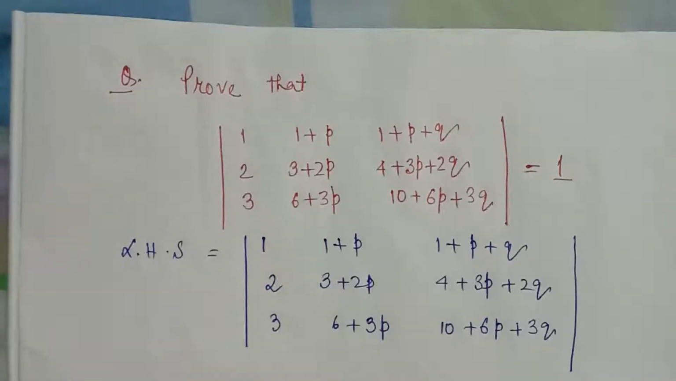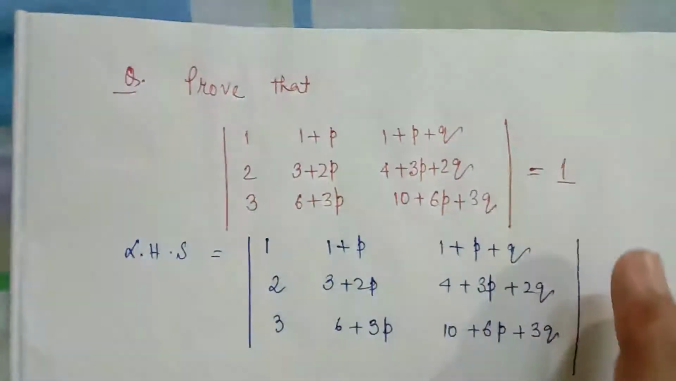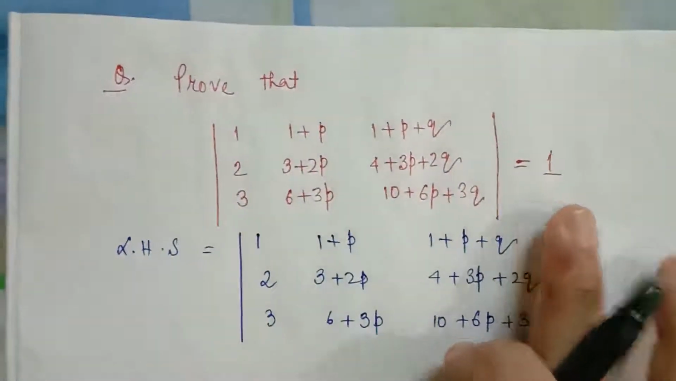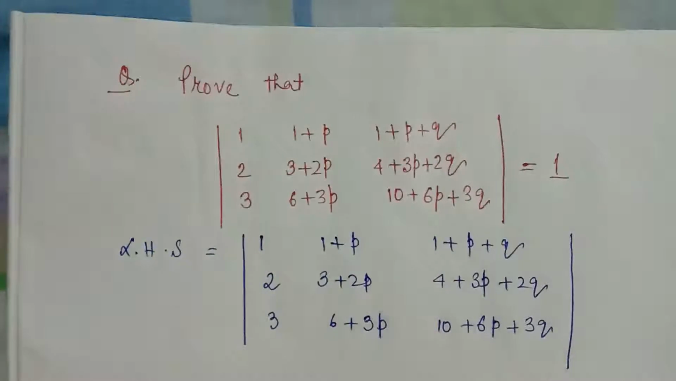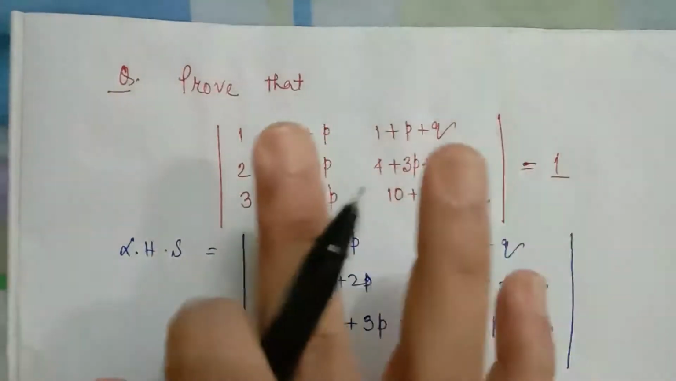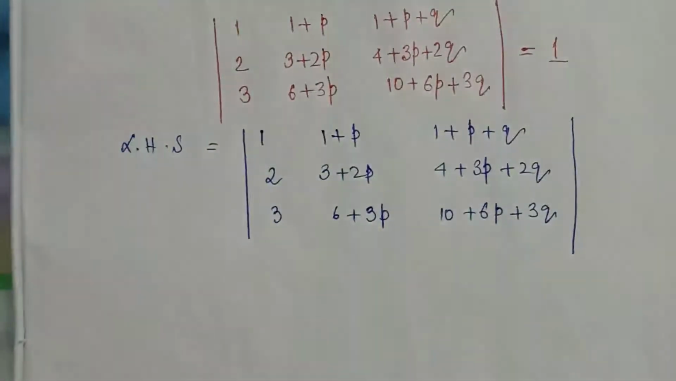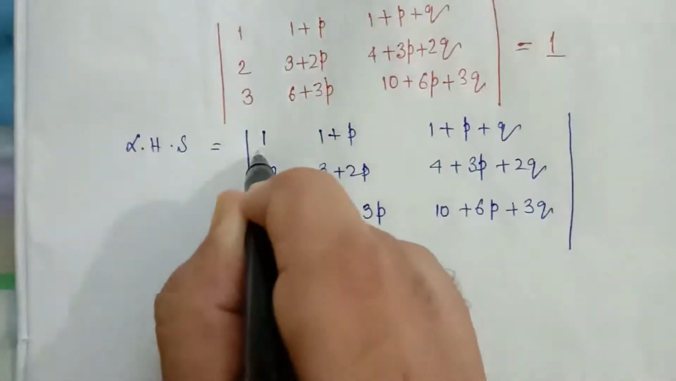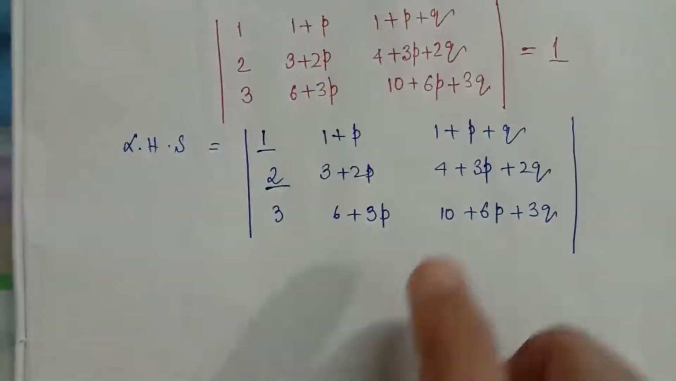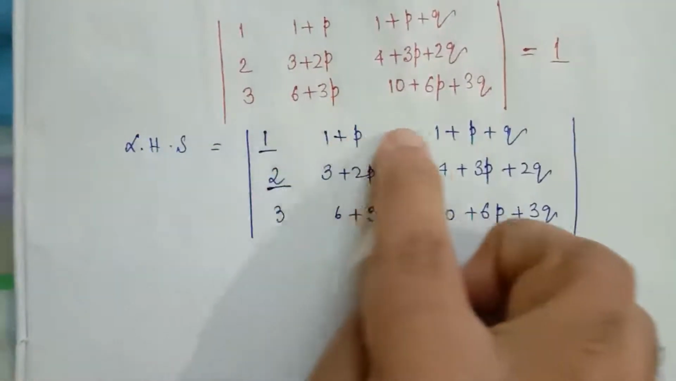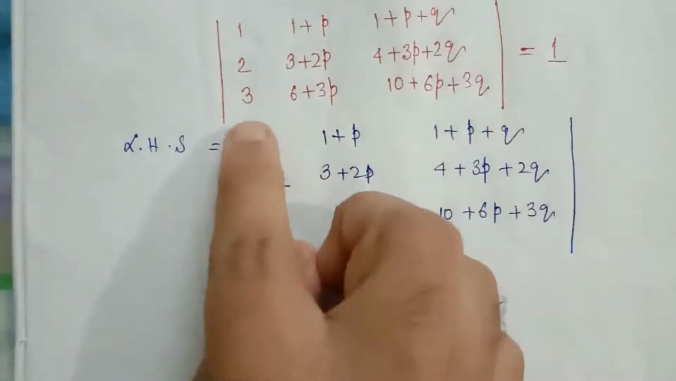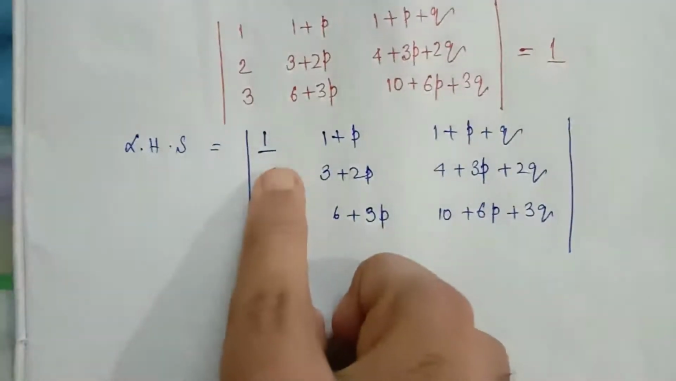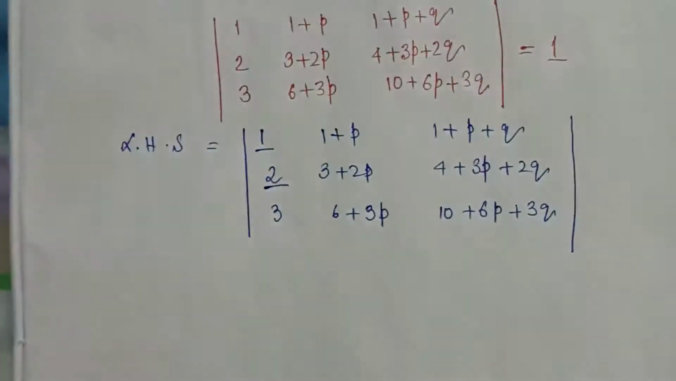Our next question is to prove the value of this determinant is equal to 1. This is given in the miscellaneous exercise. To prove the value of the determinant is equal to 1, let us start from the left hand side. Now look carefully. This number is 2, and this number is 1. If we multiply this by 2, this will become 2, then this minus this will give us 0.